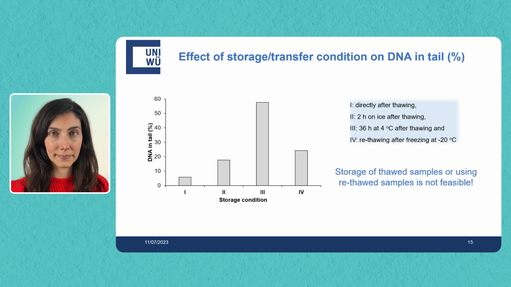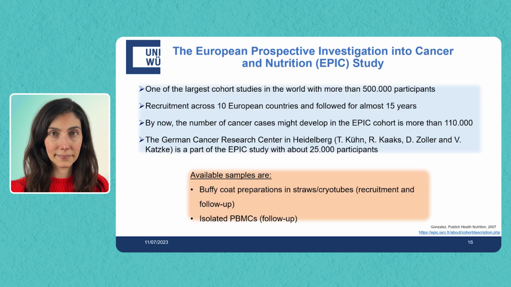We thawed them quickly, froze them back and rethawed them. You see again increased damage. So basically, we cannot use already thawed samples. We cannot ship them at 4 degrees. We cannot keep them a long time on ice, so they have to be frozen and kept at minus 80 degrees, or liquid nitrogen, even better, before we can analyze them.